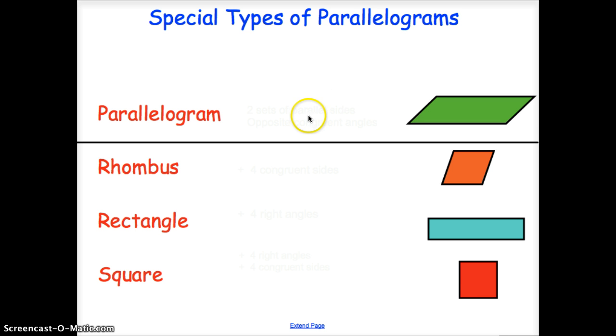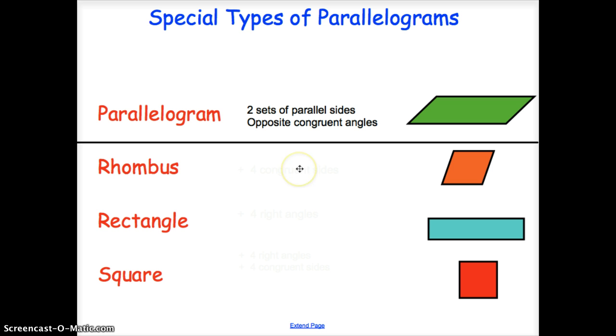In the special types of parallelograms, every one of these types has these properties guaranteed: two sets of parallel sides and opposite sides congruent. We also know, obviously, opposite angles are congruent, and we also know that diagonals bisect each other, and that holds true for each one of these three special parallelograms.